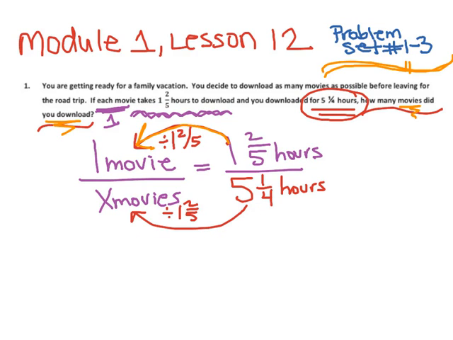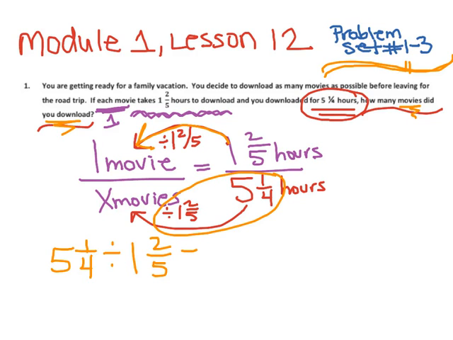Okay, so I have my information on my proportion. Now I need to do this math here. So watch the direction of the arrow. 5 1/4 is going towards the X. So 5 1/4 divided by 1 2/5, and you're solving for the amount of movies that you can download. Why don't you pause the video and try to do this math by yourself? Then you can check and see if you got the right solution. If you need help, keep watching the video.